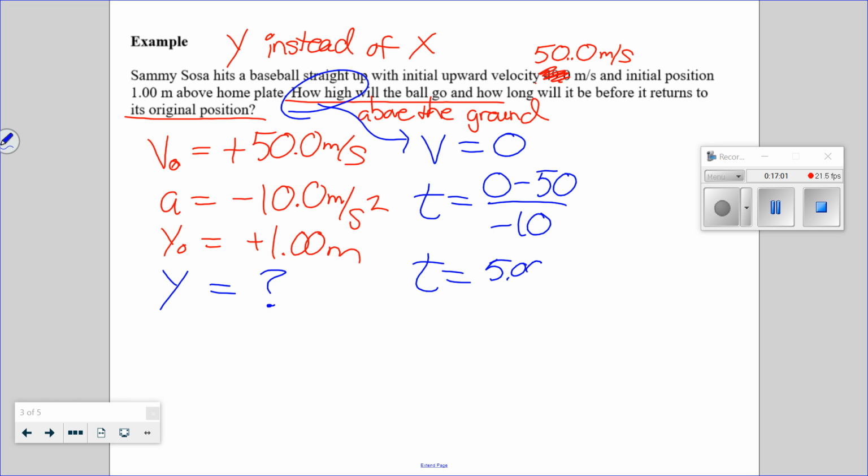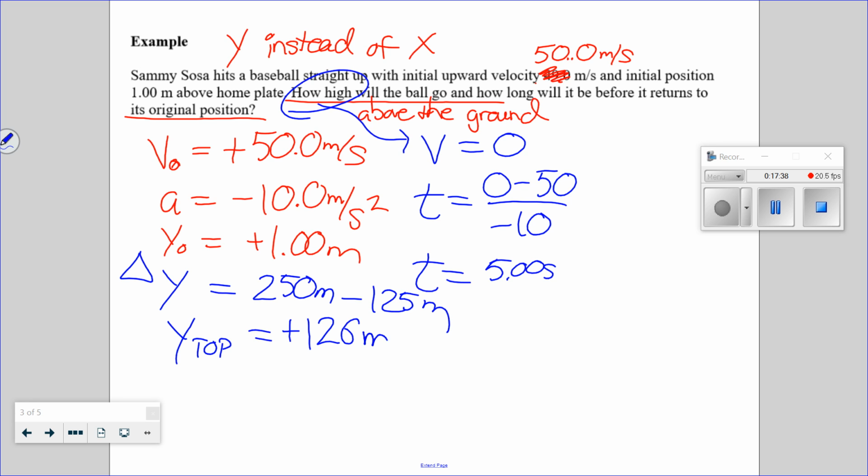Okay? So I'll make sure to remember the negative sign this time. Okay, y is 5 times 50, so 250 meters up, minus 1 half a t squared, so minus 125 meters. Okay, so we'll call this y top. Y at the top of the flight is plus 125 meters. Oh, and that's its displacement. So let's write 126. Delta y. The same deal.